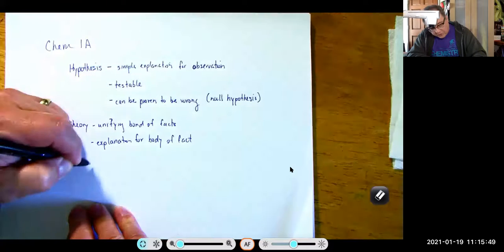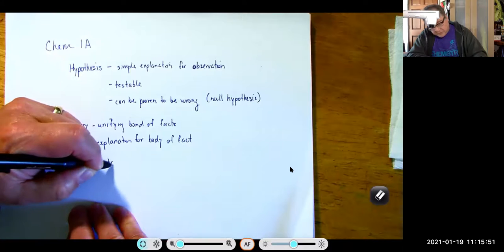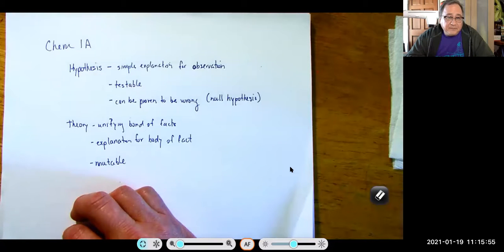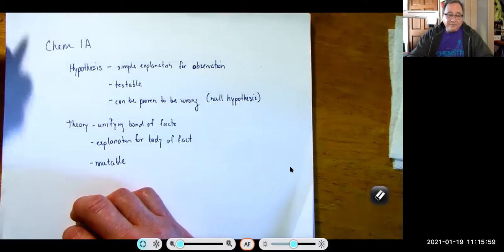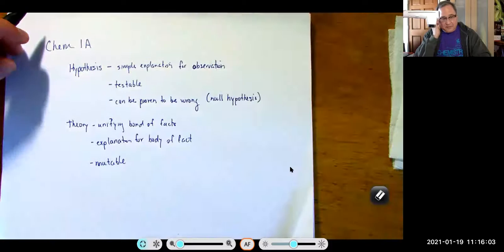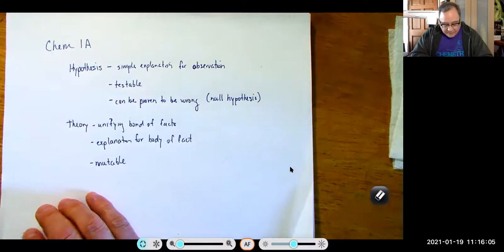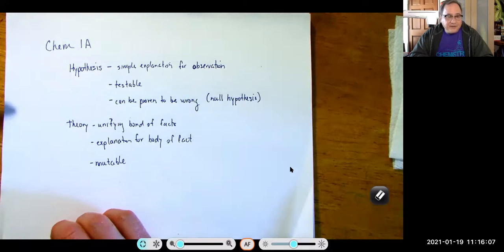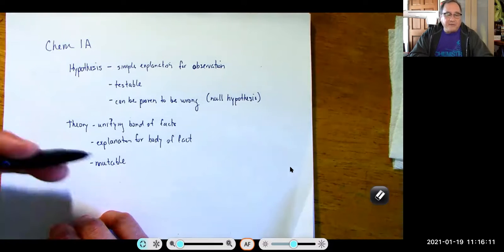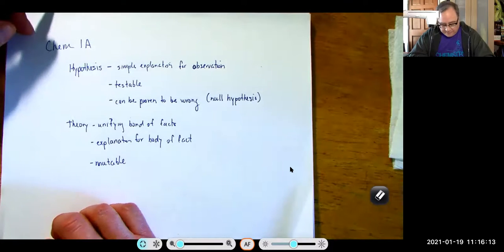And these guys are mutable. So what do I mean by theories are mutable? Changeable. You can change them. You change them based on the evidence. Back when Darwin developed the theory of evolution, it has undergone so many different changes as more facts become apparent. So they're mutable.